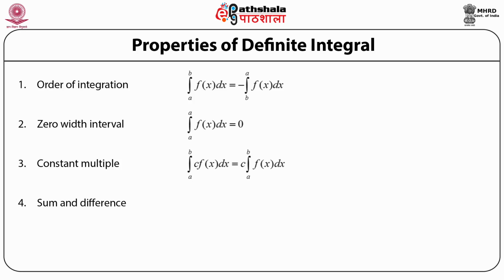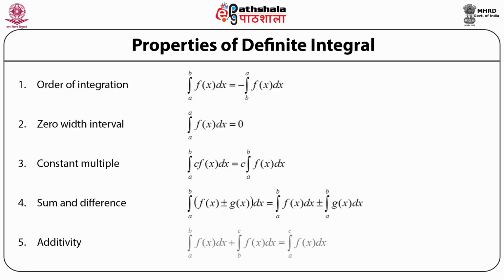So if there are two functions f of x and g of x, whether it is subtracted or added and it is integrated within the same limits, then you can separately integrate them with the same operator, plus or minus. Additivity. If the limits are overlapping for the same function f of x, that is a to b and b to c, then you can directly do from a to c.